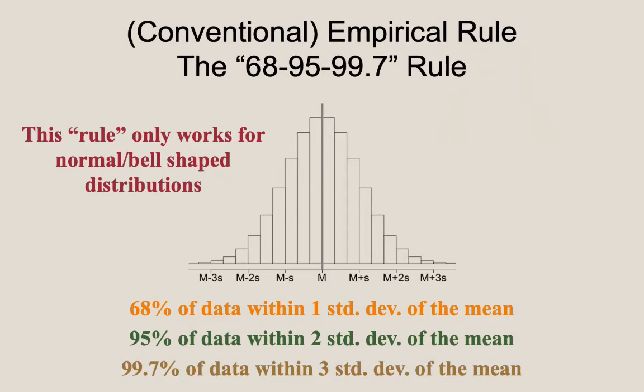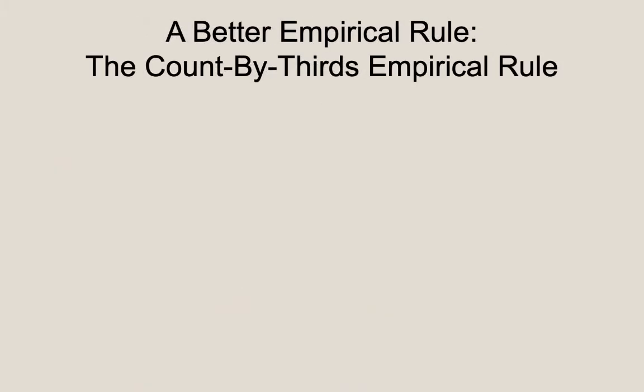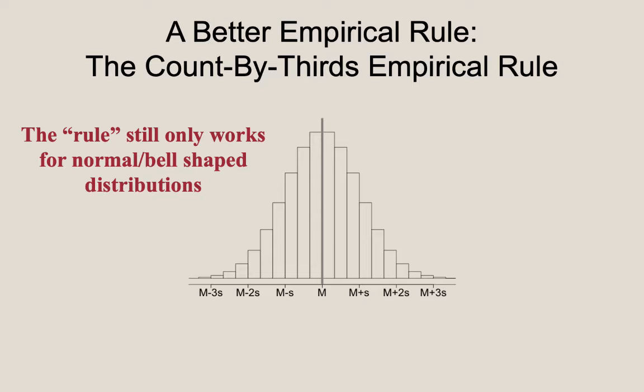Welcome back. In the previous video, I presented the traditional empirical rule, the 68, 95, 99.7 rule, and I briefly discussed why this is a far from ideal tool when one wishes to make approximations using a normal distribution. Here I will introduce the count-by-thirds empirical rule. Again, like the traditional empirical rule, the count-by-thirds empirical rule is a heuristic or rule of thumb that only holds for normal or bell-shaped distributions.